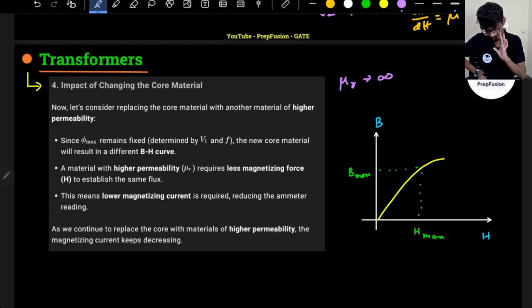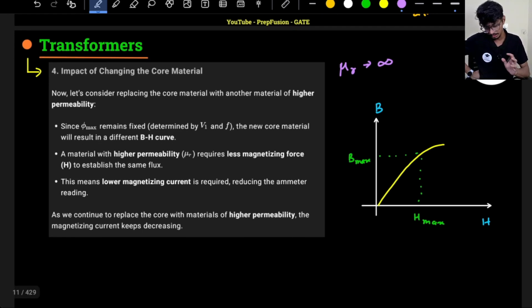Ideally I would want my mu r to be infinity, so that I am able to pass all the magnetic flux. If permeability is infinity, there won't be any problem at all. So my target is that I make the permeability maximum. Why is it important? I will tell you why it is important.